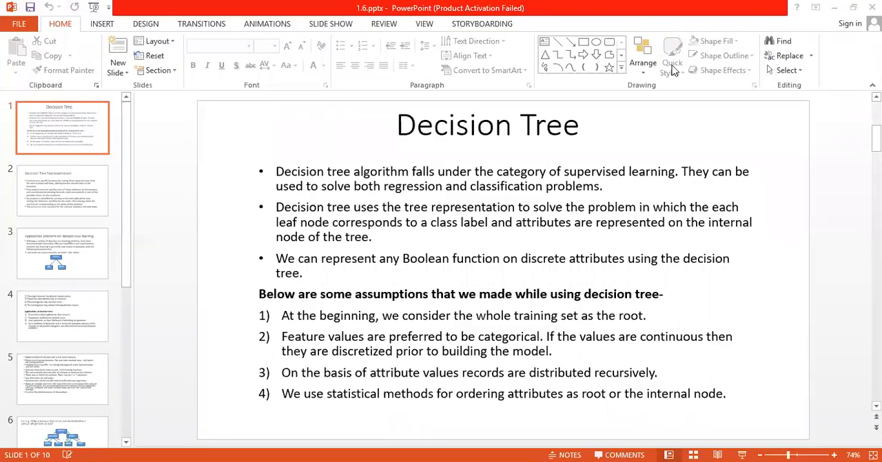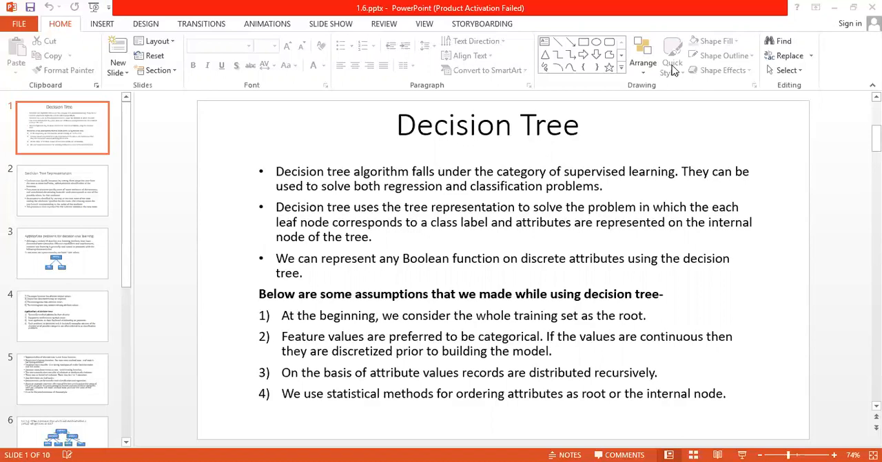Hello friends, in this lecture we will see decision tree. Decision tree is an algorithm which falls under the category of supervised learning. Before this we have seen what is meant by supervised learning. Supervised learning is where the data is labeled. They can be used to solve both regression and classification problems.